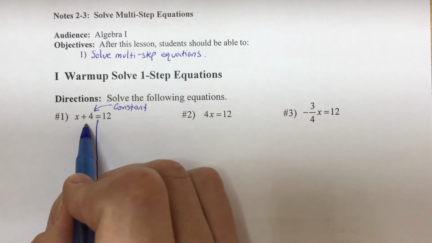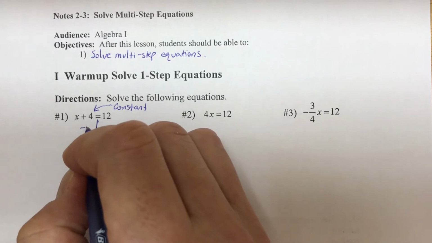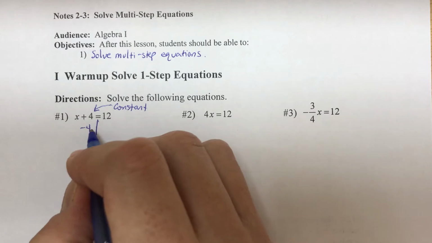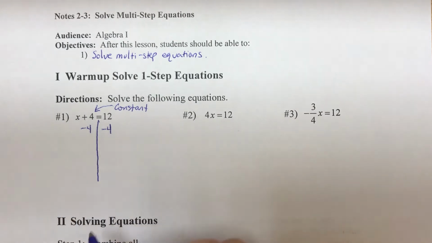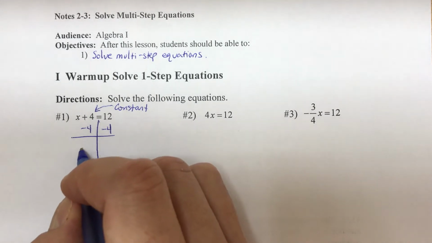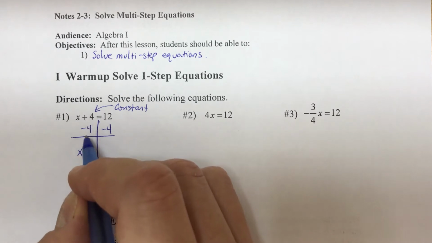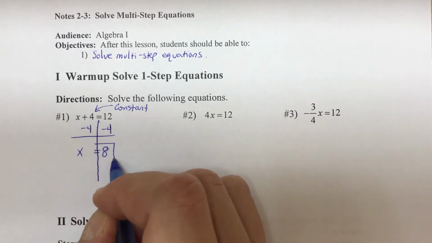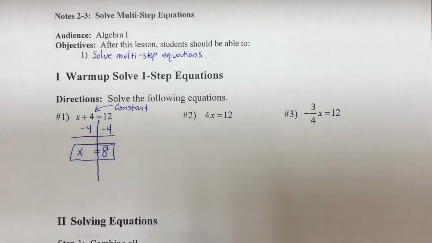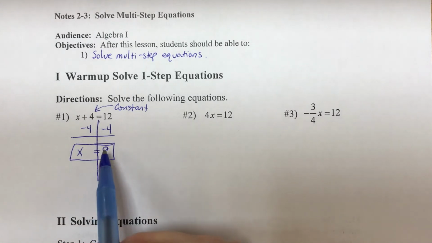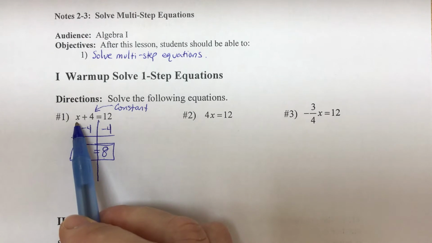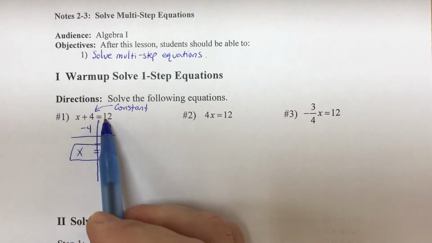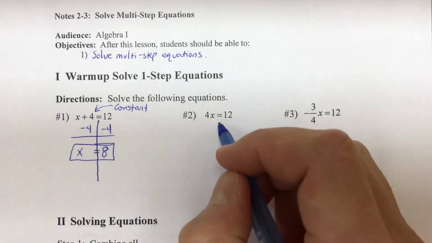To undo addition, we subtract, but whatever we do to one side, we must do the same thing to the other side. So we get x, this is 0, so just x equals 8. And we know we're good because if we take 8 and we substitute back into the equation, 8 plus 4 is equal to 12. It works.